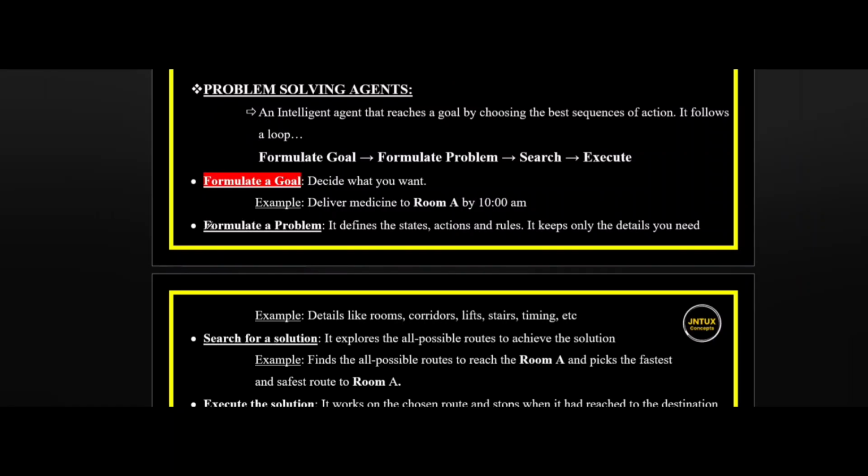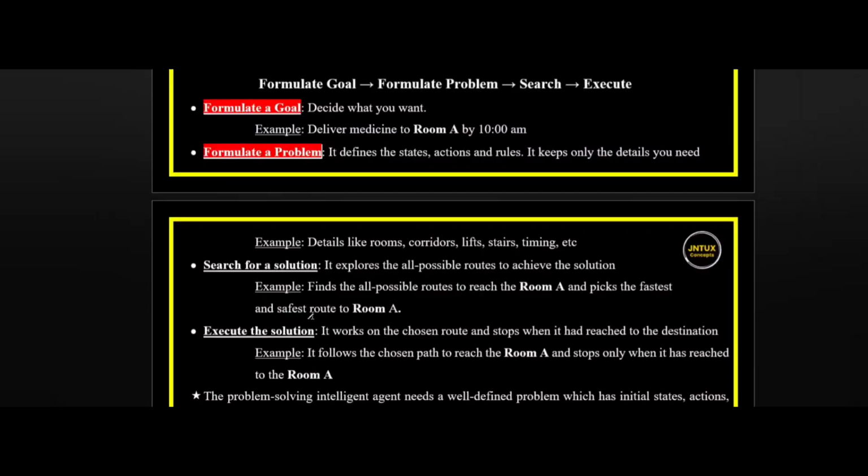The next step is formulate a problem. Here, the problem solving agent defines the states, actions, and rules. These are all the possible states, actions, and rules. It keeps only the details that you need. In that same example, let's understand what is meant by formulation of a problem. The details are like rooms, corridors, the pathways to reach room A, the lifts, the stairs, and the time before which you have to reach, etc. These are the possible states, actions, and rules, and they all help to formulate a problem.